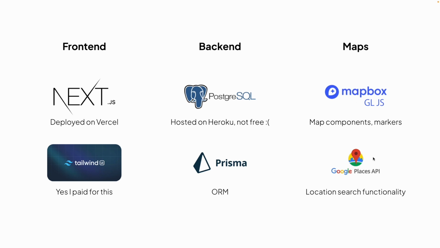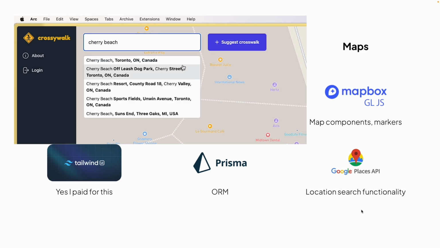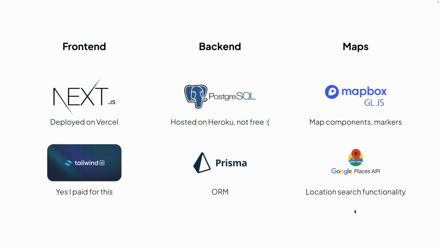And then finally, behind the scenes, I'm using the Google Places API. So this powers the search functionality. So that example I used, if you search for Cherry Beach, this API is what takes that query and then gives me coordinates back that I can then feed into Mapbox.